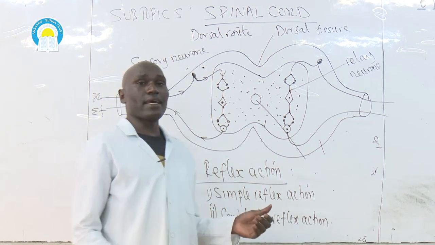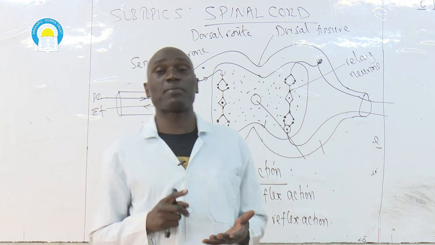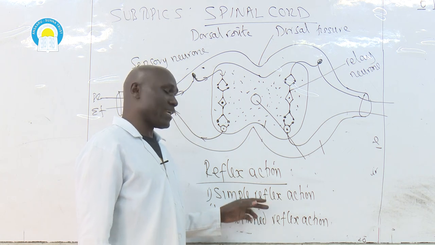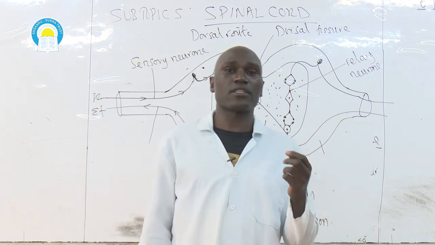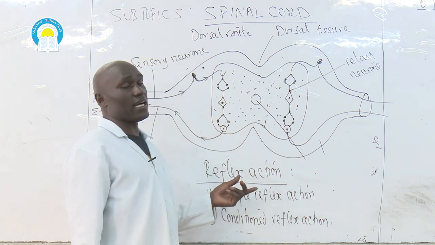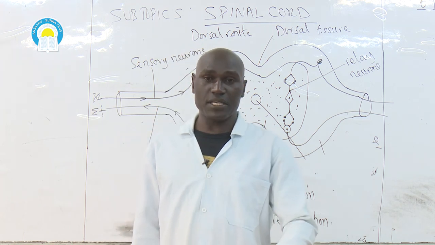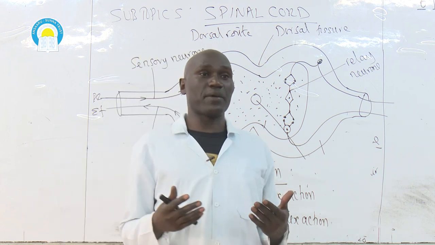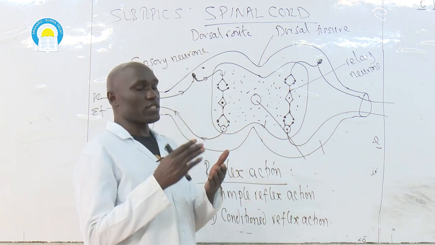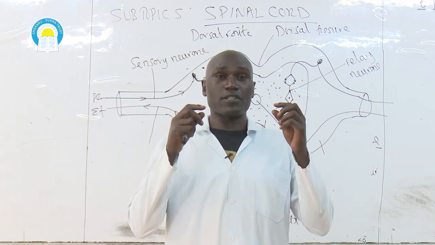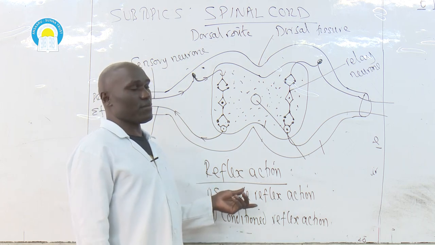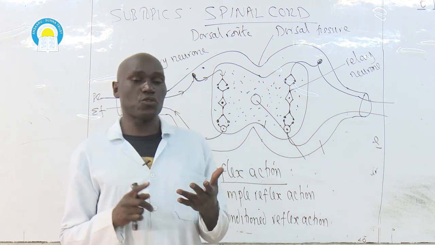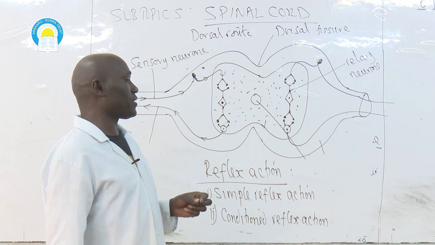Simple reflex action is a rapid automatic response due to a particular type of stimulus that is independent of learning. That means one does not have to be taught about simple reflex action. For example, when one touches a hot object, you feel pain. That means one was never taught how to feel pain, but it happens automatically. When onions are cut close to the eyes, an individual's eyes will respond by shedding tears. Simple reflex action is rapid automatic response due to a particular stimulus that is independent of learning.